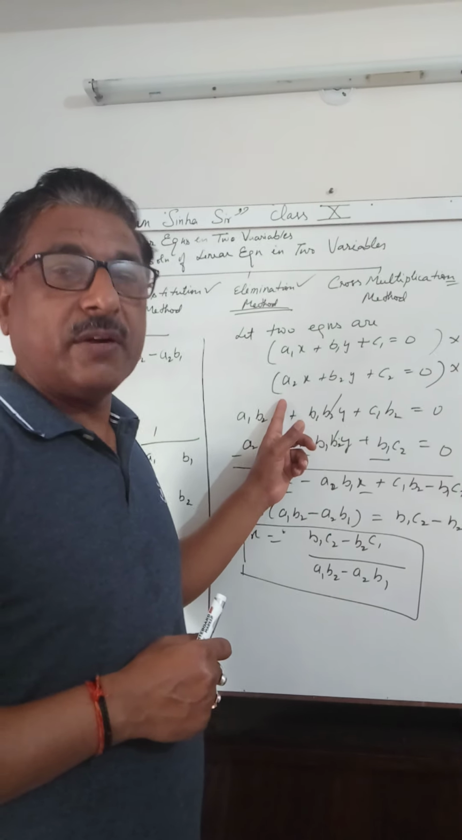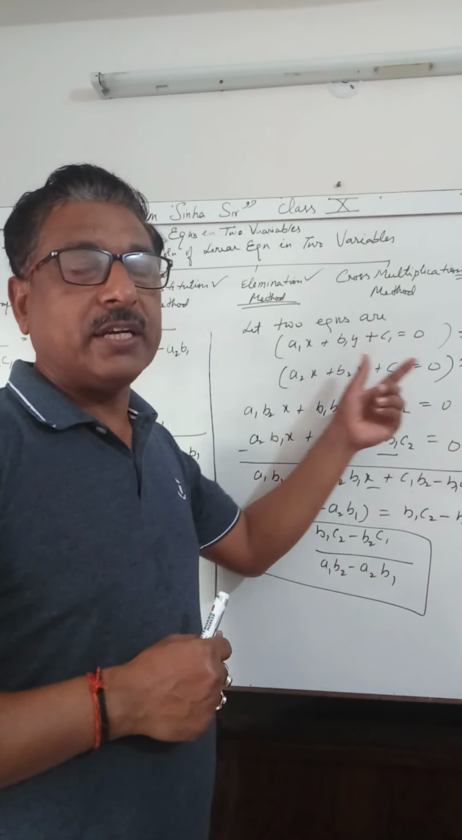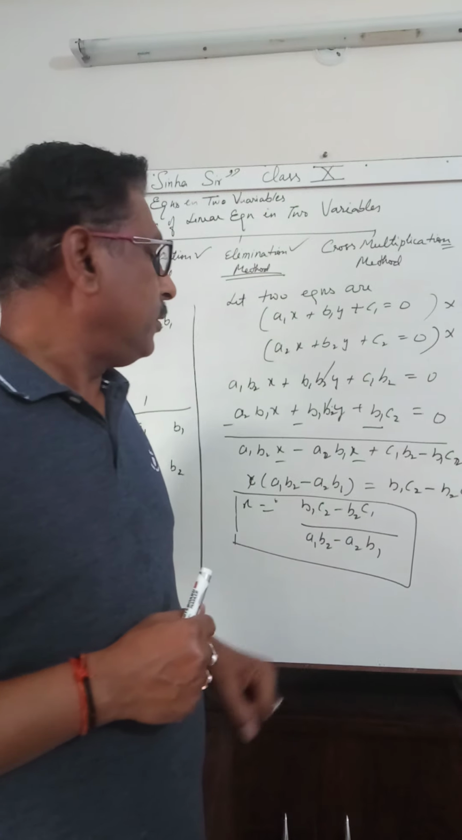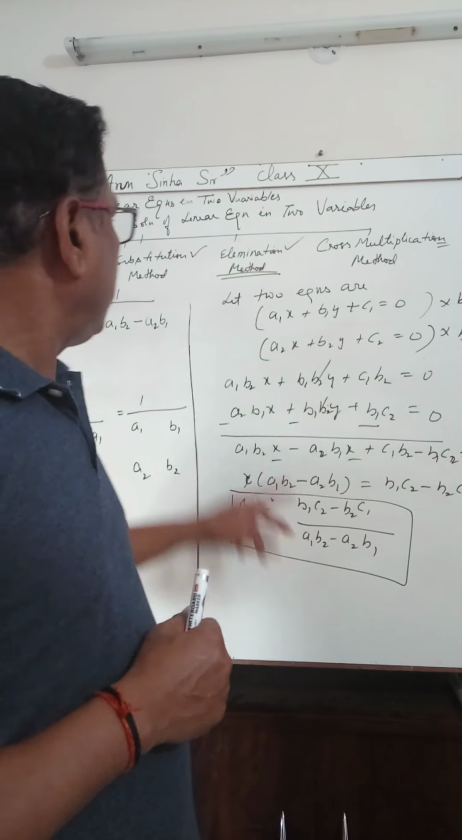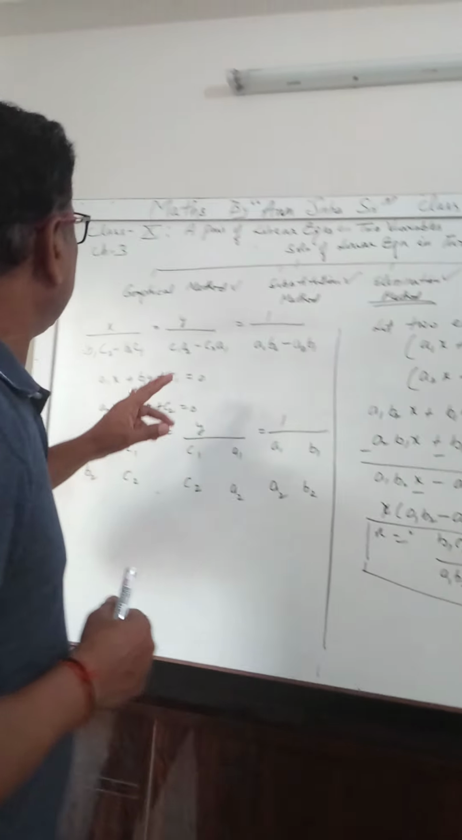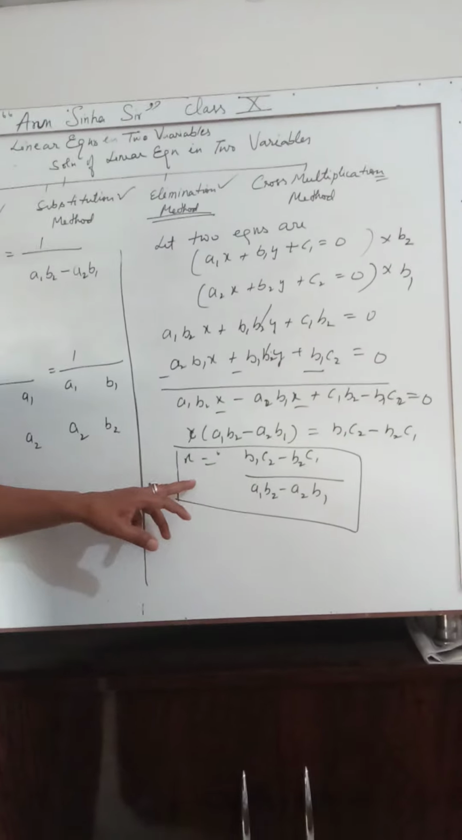Now instead of multiplying by b1 and b2, if we multiply this equation by a2 and that equation by a1, then the x term will be eliminated and you will get the value of y. To save time, I have already written whatever value you will get.